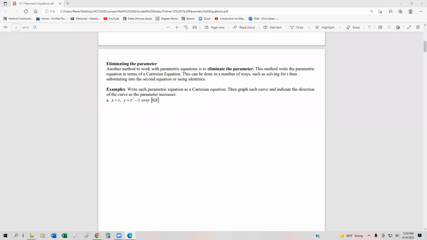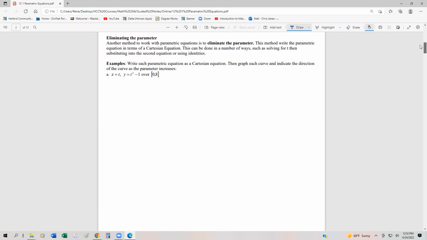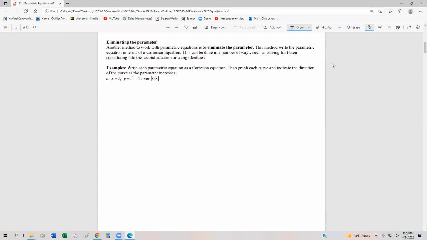Eliminating the parameter is another way that we can try to graph and get an idea of what the graphs of parametric equations look like. Eliminating the parameter basically means solving one of the equations for the parameter and then substituting it back into the other equation. Usually it's easiest to solve for t in terms of x and then substitute it back into y so we can see if we can get a function.